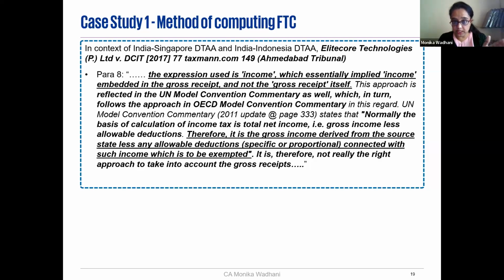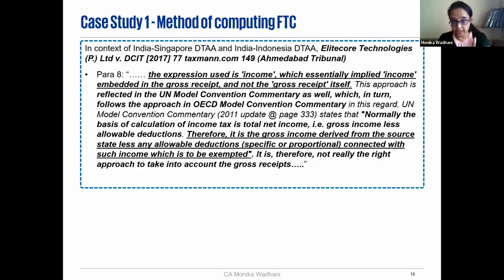The expression used is income, which essentially implies income embedded in the gross receipt and not the gross receipts itself. This approach is also reflected in the UN Model Convention and OECD Model Convention. Normally, the basis of calculation of income tax is total net income, that is gross income less allowable deduction. Therefore, it is the gross income derived from the source state less any allowable deductions, whether specific, which is identifiable, or whether proportional, connected with such income which is to be exempted.